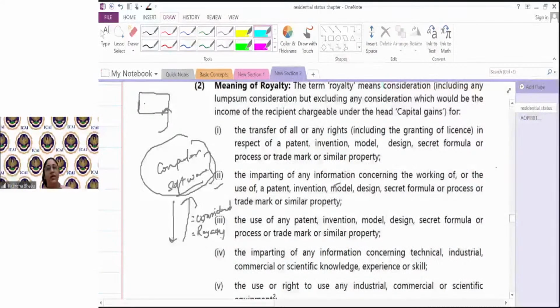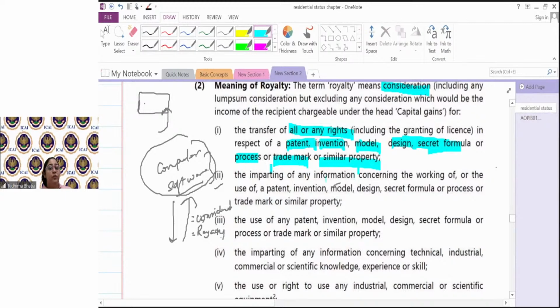Okay. Now coming to the definition, royalty means consideration, and that consideration can be lump sum or recurring, for transfer of all or any rights in respect of patent, invention, model, design, secret formula, or process, methods, or trademark or similar property. आपने किसी को license दे दिया, किसी को right दे दिया to use what is yours, and that person is paying you the consideration, and that consideration is termed as royalty.